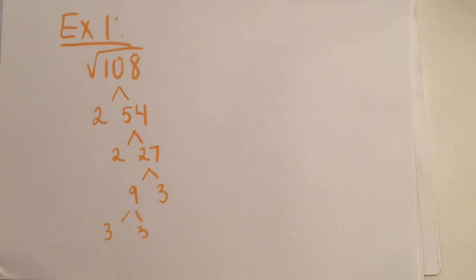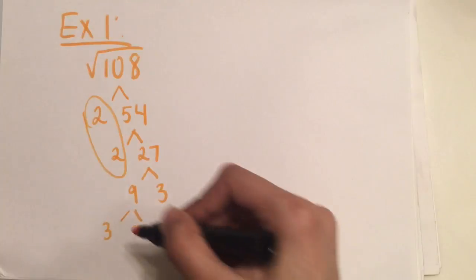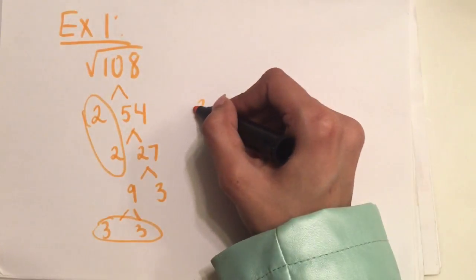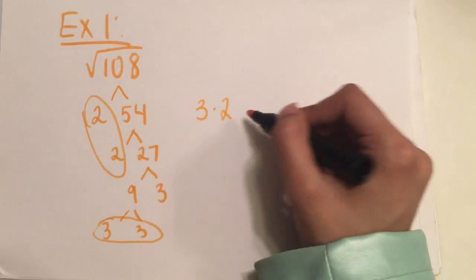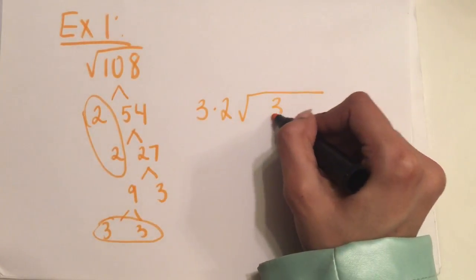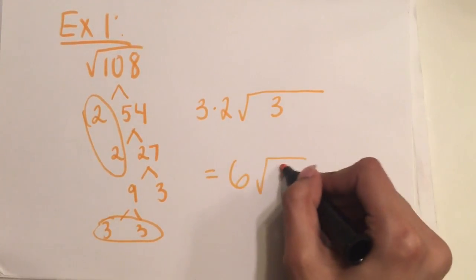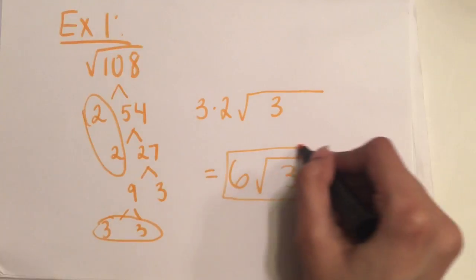Since we're done simplifying, we're going to gather up all the pairs. We have 2 and 3, and we're going to multiply these numbers together. Then we create the radical, and we put whatever number is left inside the radical, which is 3. And we get an answer of 6 root 3.